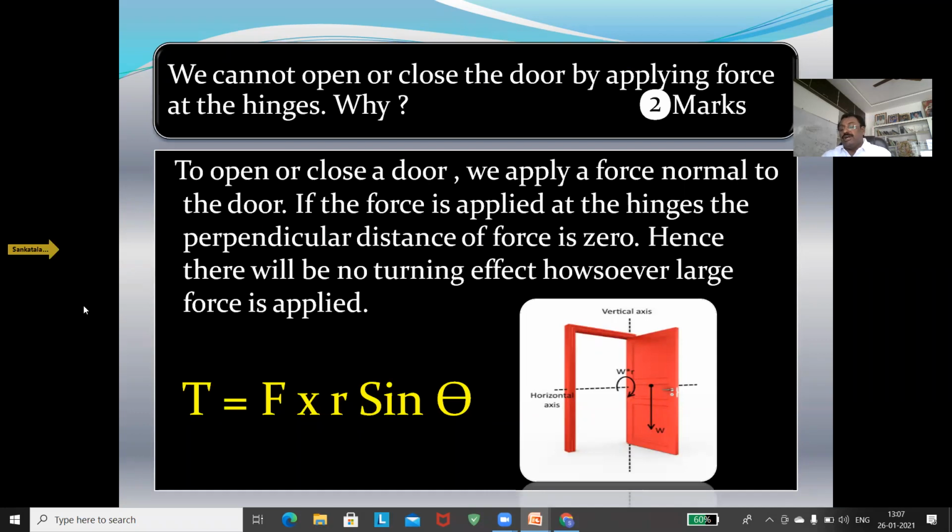And the same question I just told you. In your textbook, there is a 2 mark, very short answer question: we cannot open or close the door by applying force at the hinges. Why? Because if the force is applied at the hinges, the perpendicular distance of the force is 0. Hence, there will be no turning effect, however large a force is applied. To open or close, the force must be applied on the other side of the hinges. Then only it is easy.